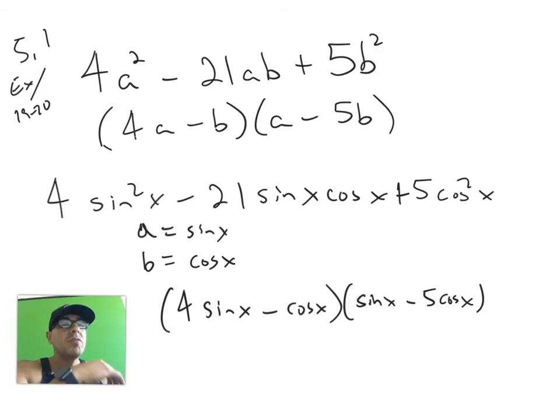And when we distribute, check it out. 4 sine times sine gives me 4 sine squared. And then negative cosine times negative 5 cosine gives me that positive 5 cosine squared.